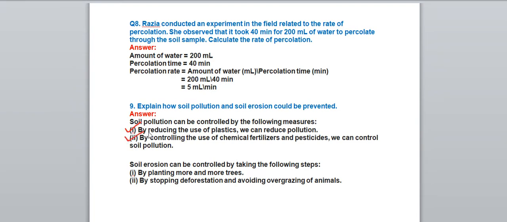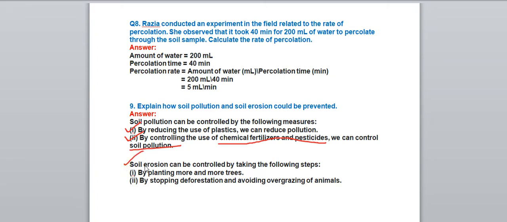Second one, by controlling the use of chemical fertilizers and pesticides, we can control soil pollution. You know that farmers, for growing the crops on their lands, use chemical fertilizers as well as pesticides to kill the pests or the insects. Those chemical fertilizers and pesticides also cause soil pollution. They are very harmful for the soil. So we should use them in a very limited amount, and not in a very large amount, right? So these are the 2 steps for controlling soil pollution.